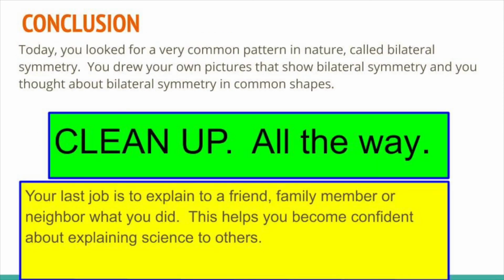Today, you learned about a very common pattern in nature called bilateral symmetry. You drew your own pictures to show bilateral symmetry, and you thought about bilateral symmetry in common shapes. So now it's time to clean up all the way, and your last job is to explain to a friend, family member, or neighbor what you did. This helps you become more confident about explaining science to others.